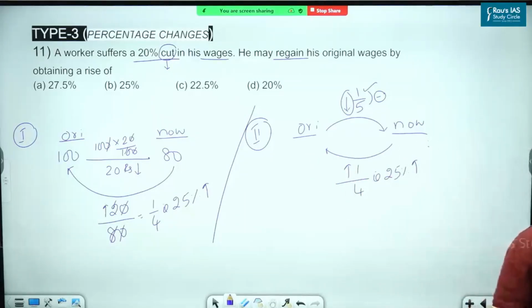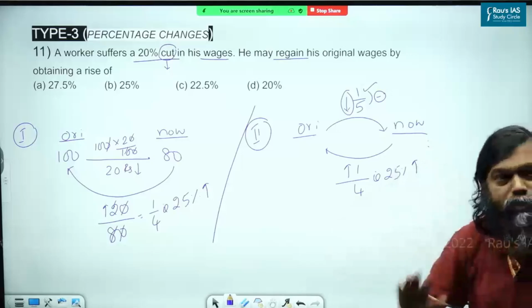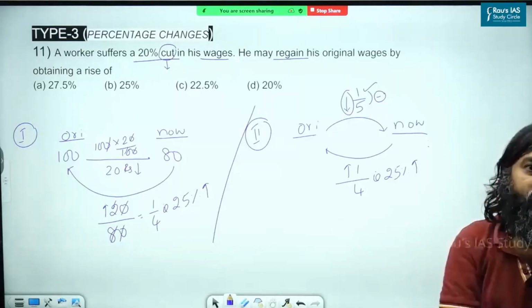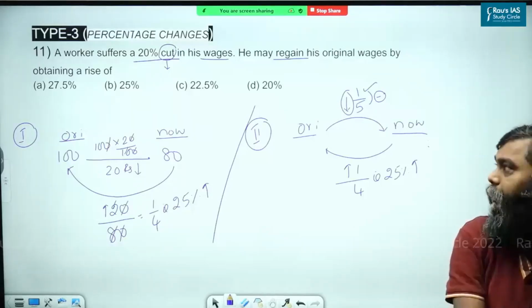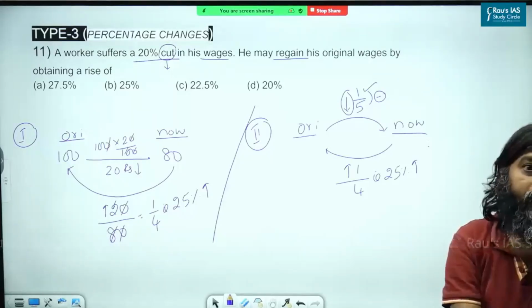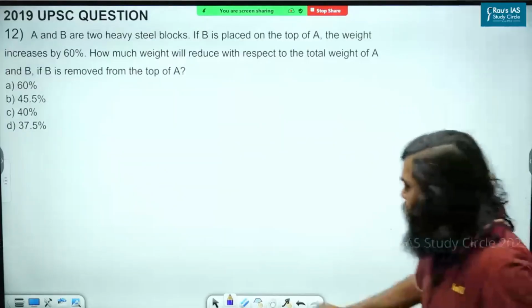Do you understand or not? Either you can prefer this interpretation or you can prefer this interpretation, whichever you feel convenient. Understood? Does anybody have a doubt? You see what UPSC asked.